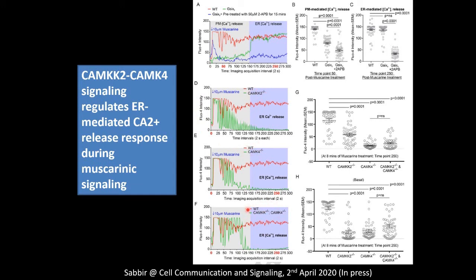On the top panel line graph, the red line represents intracellular calcium level following muscarine treatment. You can see that immediately after muscarine treatment, there is a sharp increase in calcium ion concentration, which dropped slightly and then maintained at a steady level up to 5 minutes.